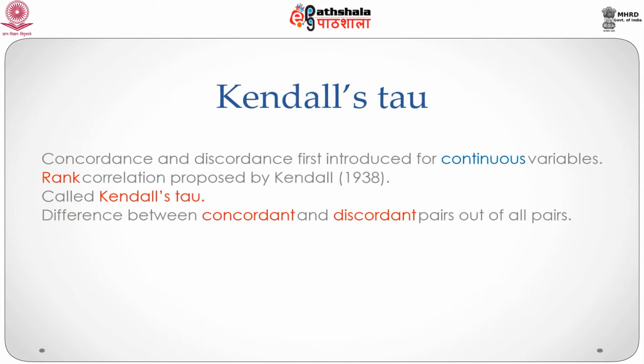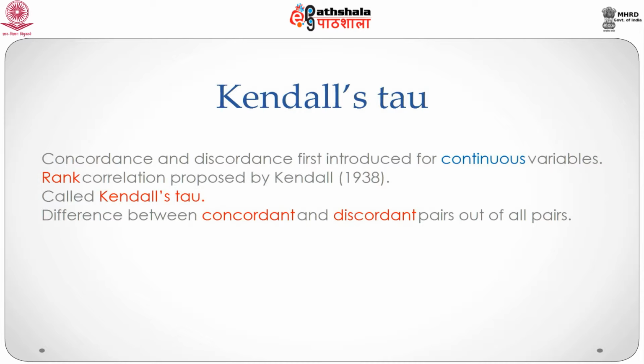Now, the idea of concordance and discordance were first introduced for continuous variables. In case the samples can be ranked on both the variables so that Tx, Ty and Txy are all equal to 0, C plus D is given by n into n minus 1 by 2, and gamma hat is equal to D of Yx is equal to tauB hat is equal to C minus D over n into n minus 1 by 2.